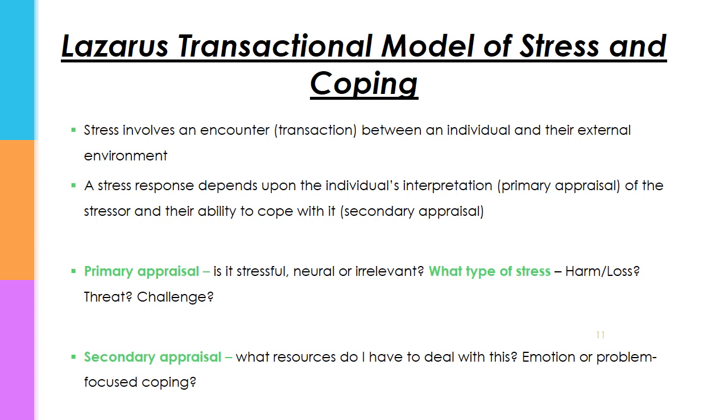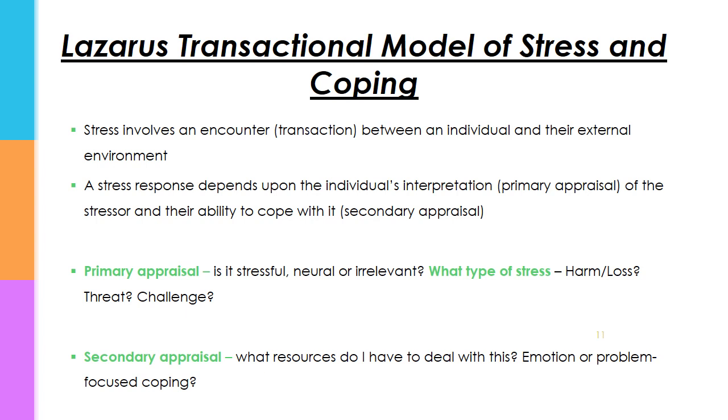So we have two stages. We have the primary appraisal and the secondary appraisal. In the primary appraisal, we appraise something as stressful, neutral, or irrelevant. If we appraise it as stressful, we need to know what type of stress it is. Is it harm loss, so has something been lost? Is it threat, which is future harm loss? Is it a challenge, an opportunity for growth?